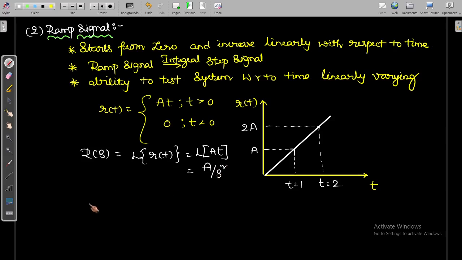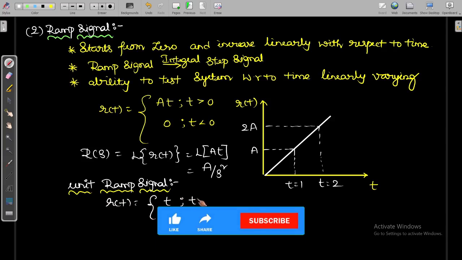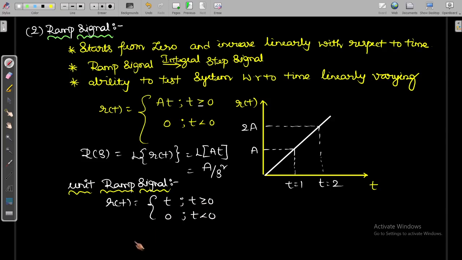This is the Laplace transform of the ramp signal. Whenever you consider a unit ramp signal, how is it varying? What is the value we can give for this unit ramp signal? The value will be r of t is equal to t for t greater than or equal to 0, and 0 for t less than 0. So this is the case for the unit ramp signal.